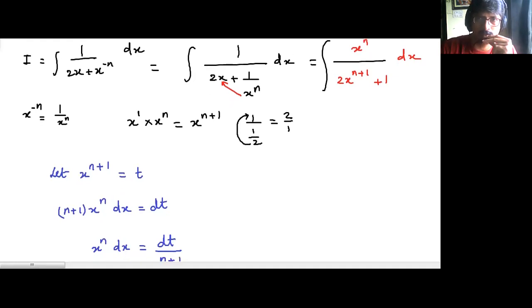So let's come back over here and do the substitution. Integration of x power n dx, what is it? x power n dx can be written as dt upon n plus 1, isn't it? And what about this 2 x power n plus 1? We have to consider that as t. So it becomes 2t plus 1.